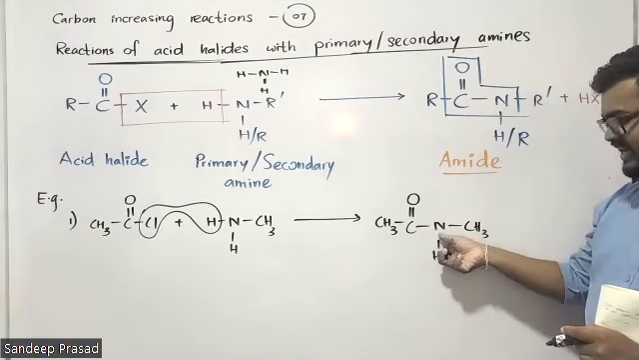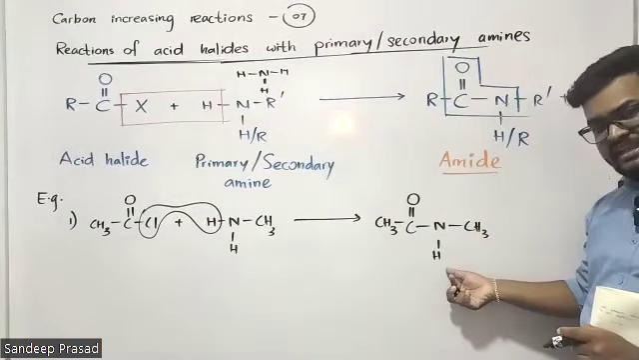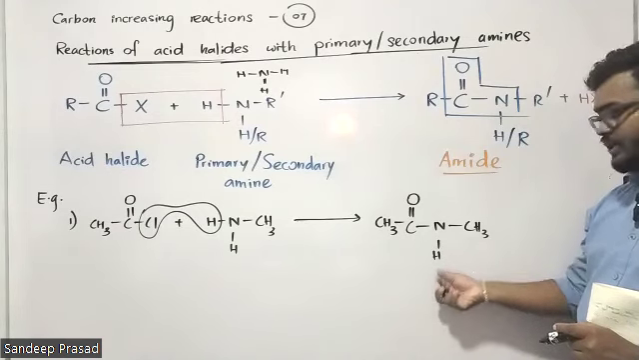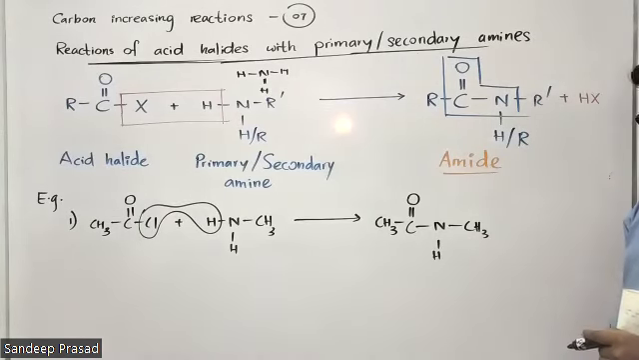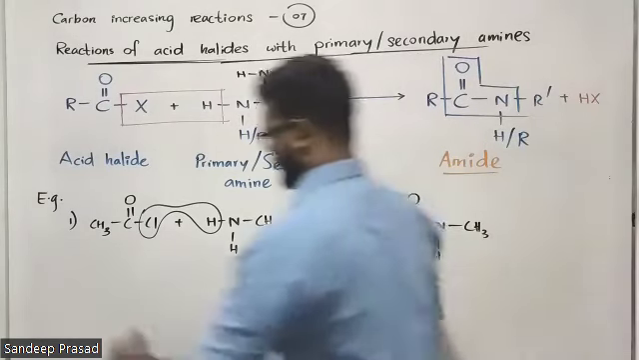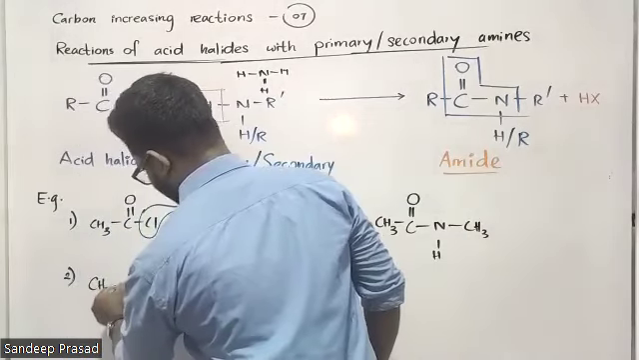Now you can see that this nitrogen is connected to one alkyl group. In that case, this is a secondary amide. If there are two alkyl groups, we can say that this is a tertiary amide. Can you understand? Very easy. Okay, so shall we discuss that ammonia example also?